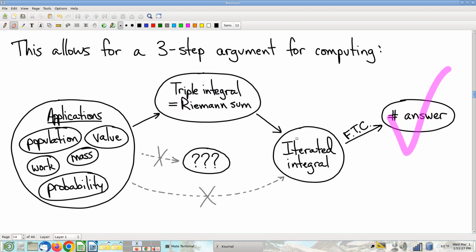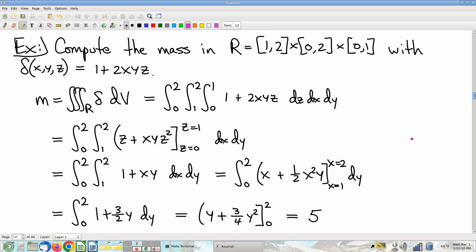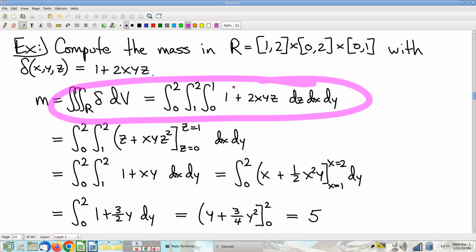All right, so for example, suppose you want to compute the mass sitting inside of this rectangular box, where mass per unit volume is given by this formula. Step one: mass is a triple integral. Mass per unit volume times volume gives you mass. Chop it up, add it up. The whole is the sum of the parts. Say it however you like. There's that first step. Second step, we rewrite the triple integral as an iterated integral.